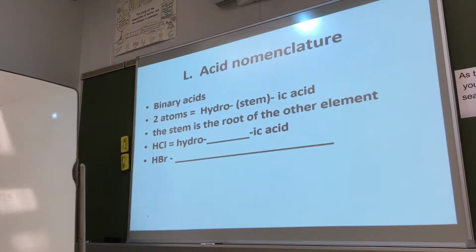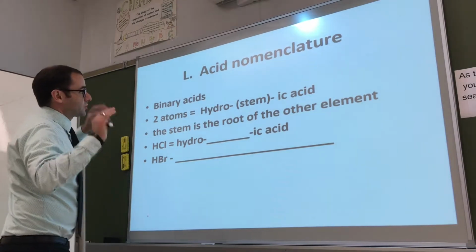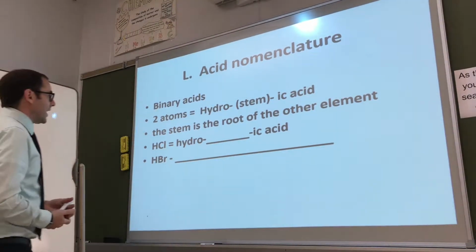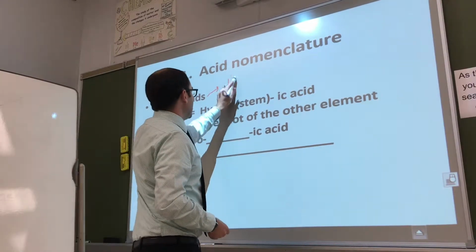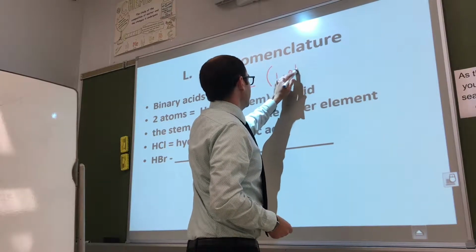All right, so acid nomenclature. There's 3 rules for naming acids. The first one is binary acids. So this would be like basically an H and one other element.